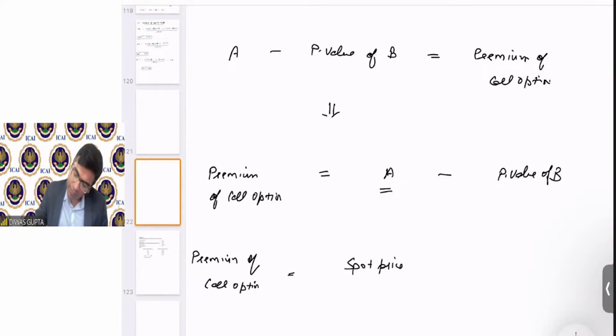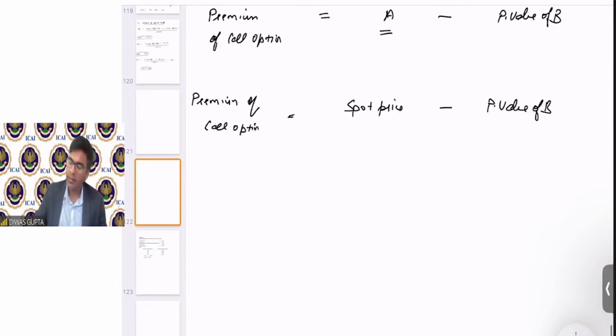Spot price minus present value of B. Okay.